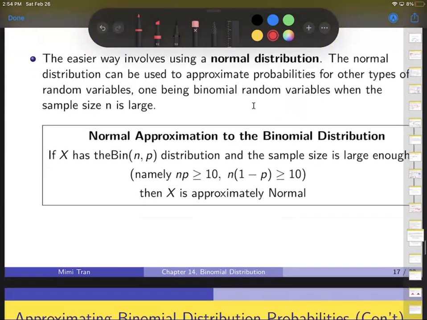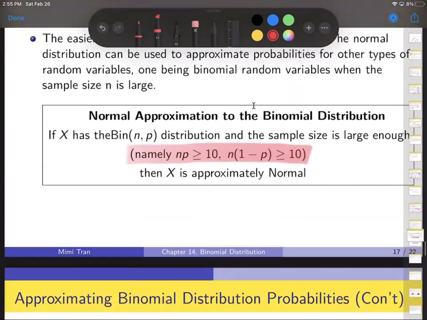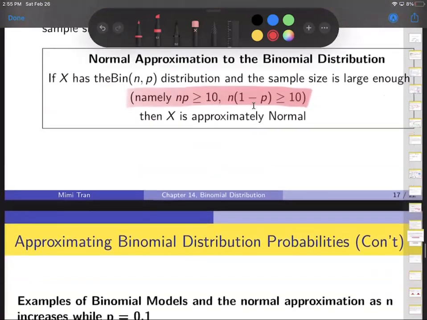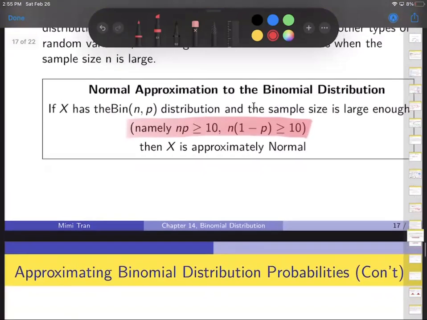Okay. So how large is large enough? Right here. If you take n times p, sample size times the probability of success, and it is at least 10, and n times the probability of failure, 1 minus p, is at least 10, then you can use a normal approximation. X is approximately normal. In this problem, you can do that.